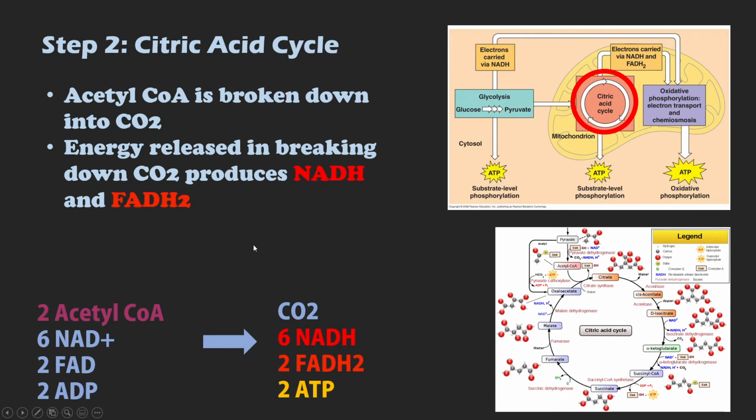So in step 2, the citric acid cycle, even more of these electron carriers are produced as the acetyl-CoA is broken down into CO2. So what happens is, as acetyl-CoA is broken down, it releases energy that can be used to create more of these electron carriers, as well as a little bit more ATP energy for the cell.